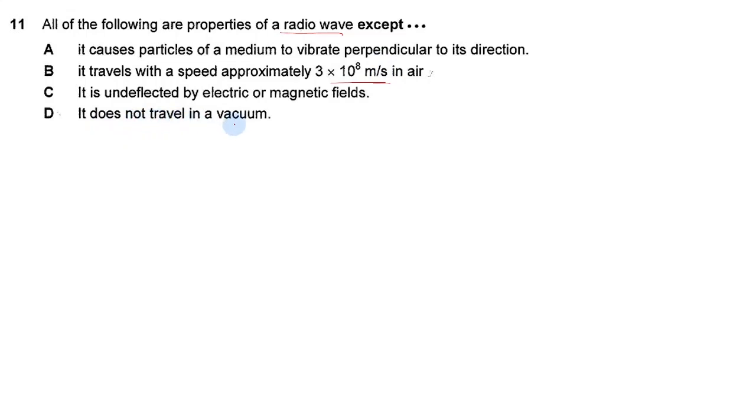It does not travel in vacuum. Now these waves travel in vacuum. So this is the one which is not true, because the question says all of the following are properties of a radio wave except this one, where it says it does not travel in vacuum. This is not true. Then we move.